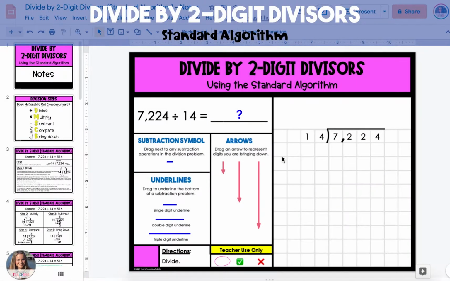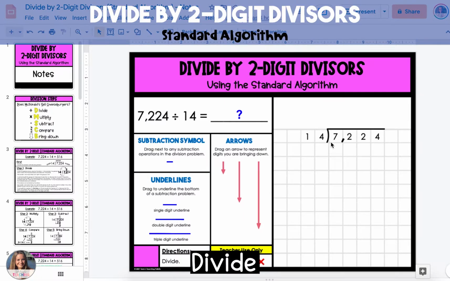In this video, I'm going to show you how to divide whole numbers by a 2-digit divisor using the standard algorithm. Remember to use the division steps: divide, multiply, subtract, compare, and bring down. We'll start by dividing the greatest place value in the dividend, which is the 7 in the thousands place, and we're going to divide this by the divisor 14.